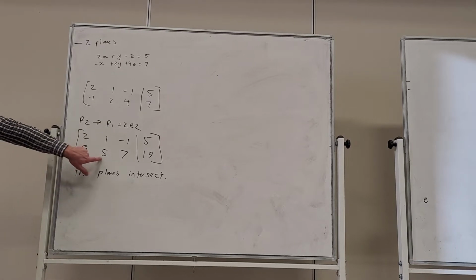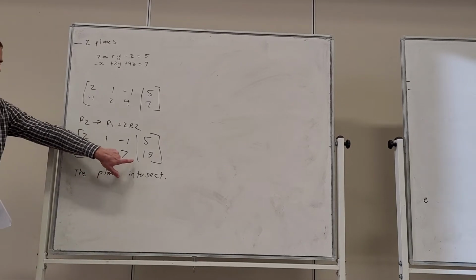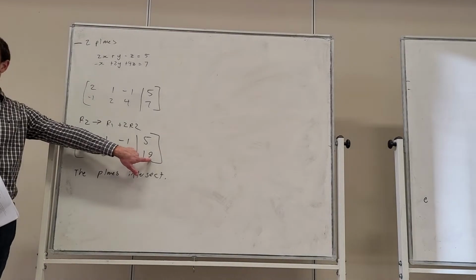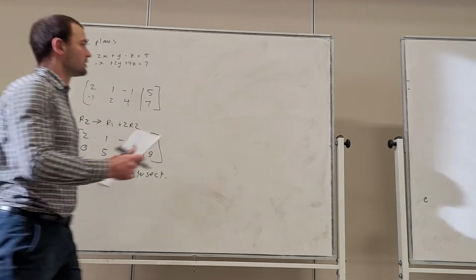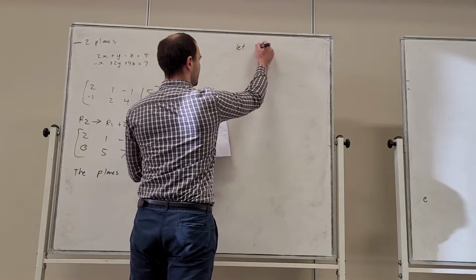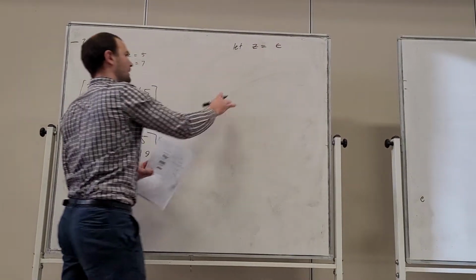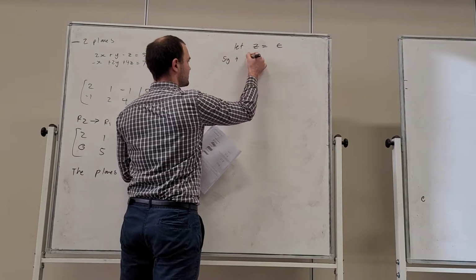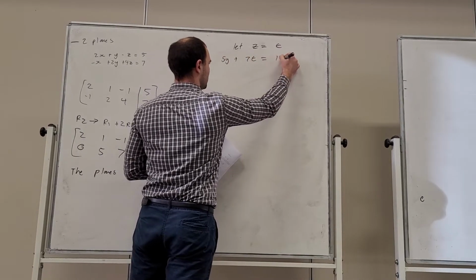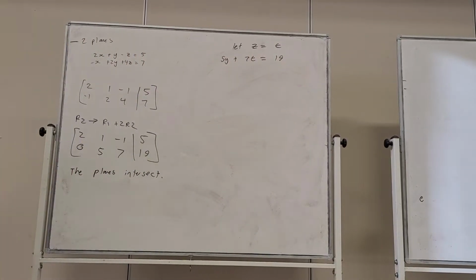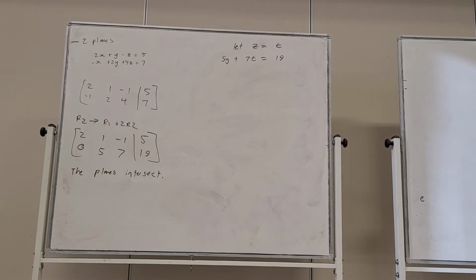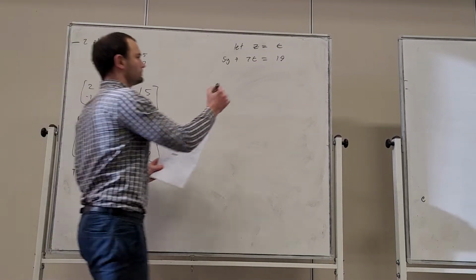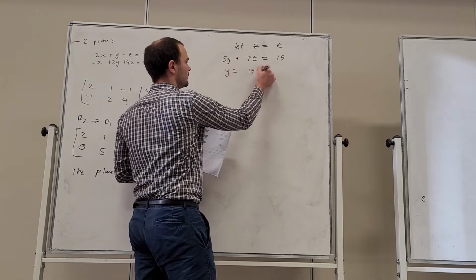All right, so what we've got here is 5y plus 7z equals 19. That's what that means as equation number 1. So we're going to let z equal t. That's the parameter we like. And then we've got 5y plus 7t is equal to 19. And we're going to solve that for y.